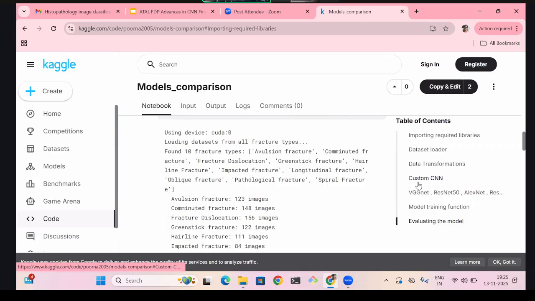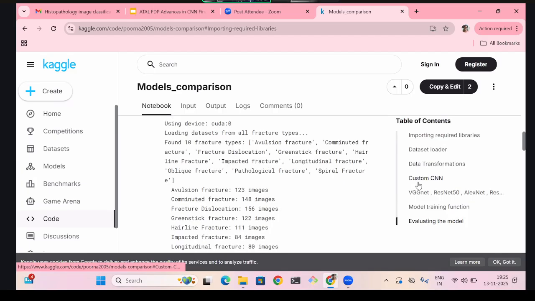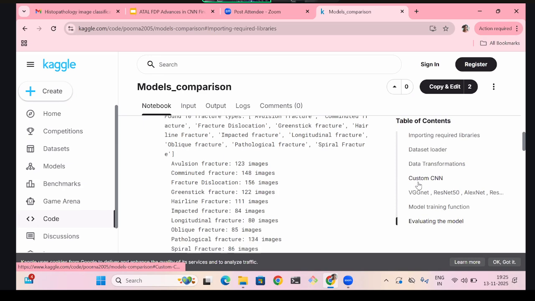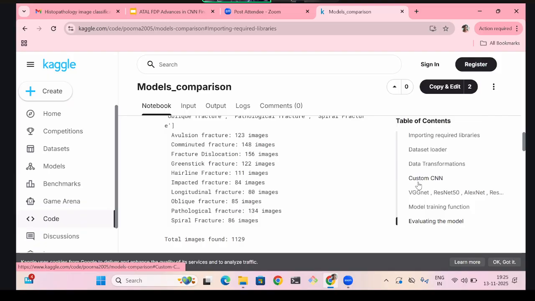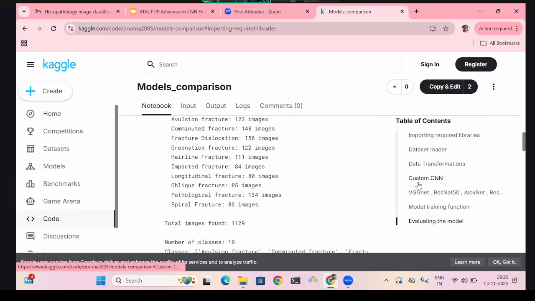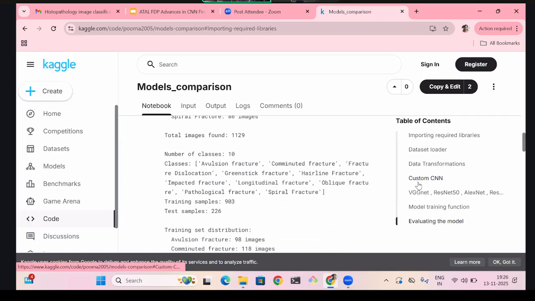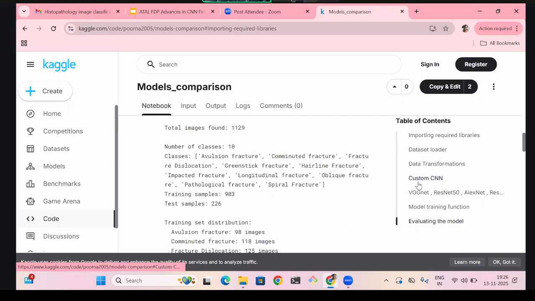So you can see there are 10 classes in this particular bone fracture data set. After doing all the data transformations, how many images there are in each and every class is listed out here. In all 10 classes, there were 1129 images in total. The number of classes is 10. Training samples is 903 and test samples is 226.